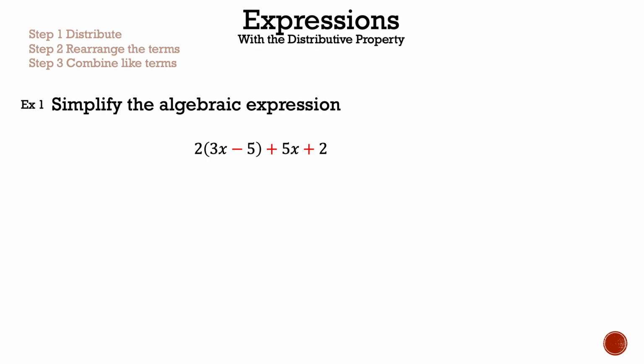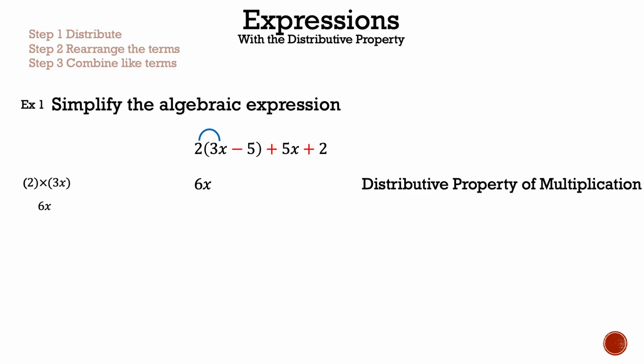Simplify the algebraic expression 2 times the parentheses of 3x minus 5, plus 5x plus 2. Now we need to use the distributive property to simplify this expression. So when we do that, we need to distribute the number and the symbol that are in front of the parentheses to each term inside.